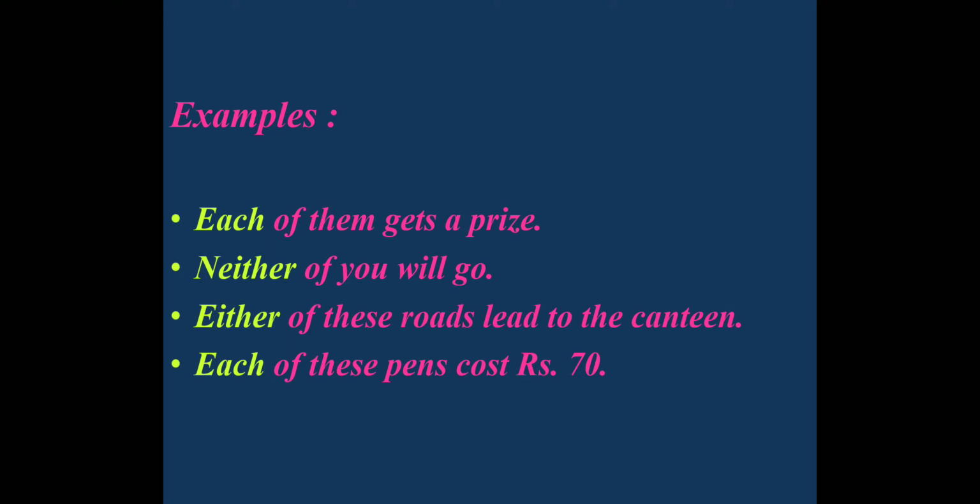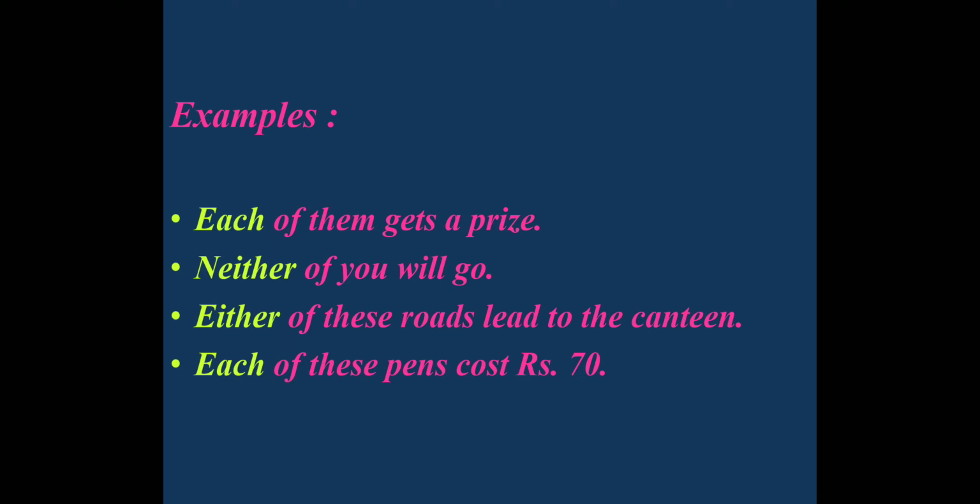Neither of you will go. So no matter how many of you there are, neither of you will be going. You are referring to each individual, that nobody will be going. Either of these roads leads to the canteen. So there are 2 choices given, but you are saying either, only one of them is leading to the canteen. So you're referring to one at a time. That is why it is distributive.